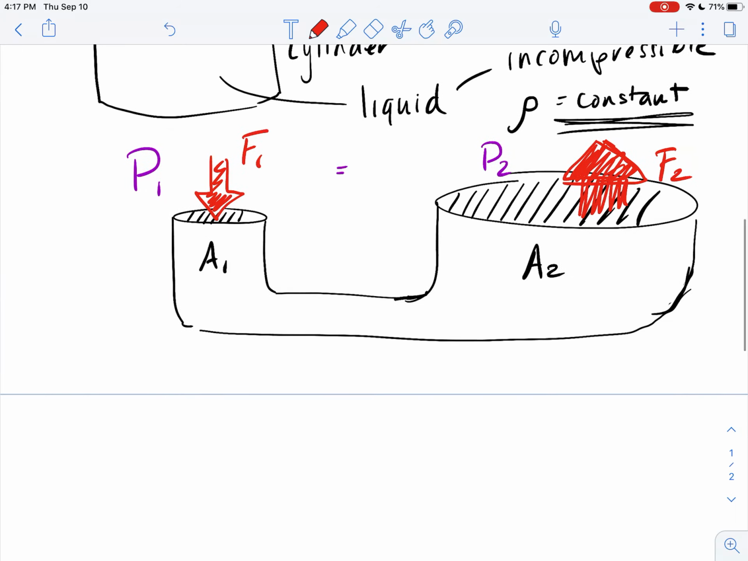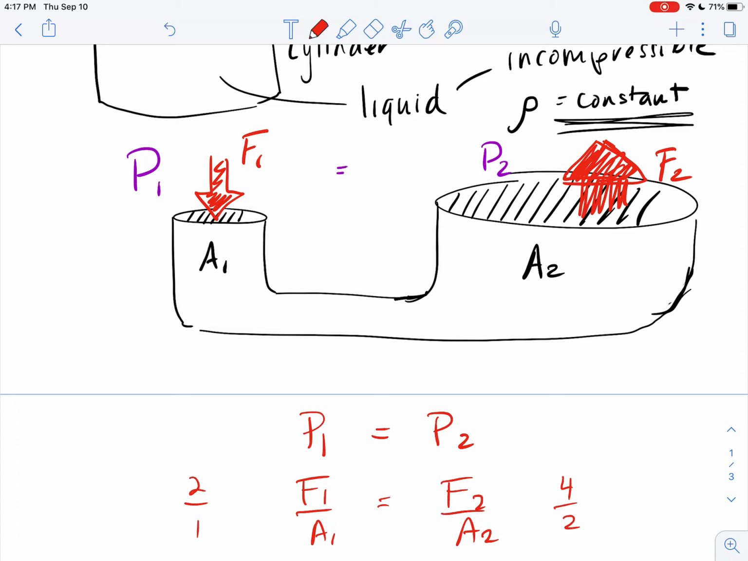Why would this be so? Well, if pressure on the left equals the pressure on the right, then the force over the area on the left equals the force over the area on the right. And in order for these ratios to be the same, like let's say this ratio is 2/1, to keep the ratio on the right the same, say it's 4/2, when the area goes up, the force goes up. How can that be? How can I get something for nothing? Well, we know from physics that we can't get something for nothing.